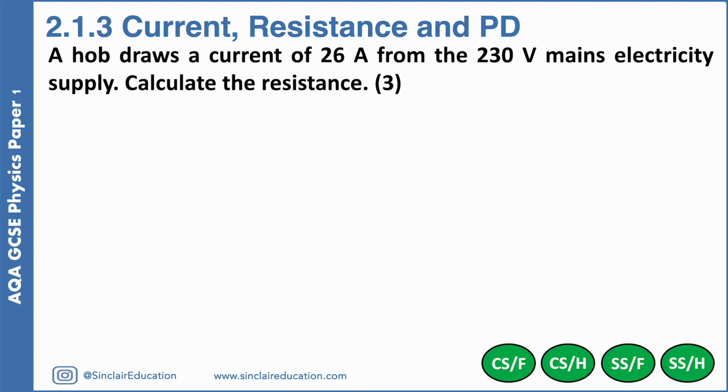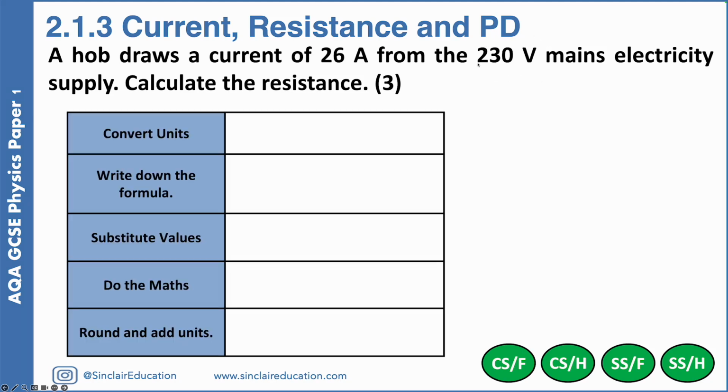So if we have a look at this question, a hob draws a current of 26 amps from a 230 volts mains electricity supply, and we're asked to find the resistance. Now generally they don't technically have to tell you that it's 230 volt mains electricity. You are expected to know that. But for the most part in calculations, they do tend to give it. So in this one, we're not going to be converting units, there are none, amps and volts is absolutely fine.